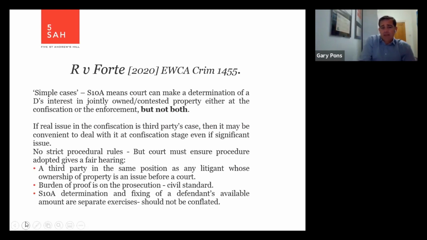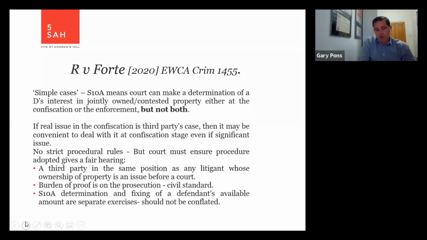And then it said if the real issue in confiscation is the third party's case, then it may be convenient, even if it is a significant and not simple issue, to deal with it then. In other words, expanding the extent of the court's discretion.